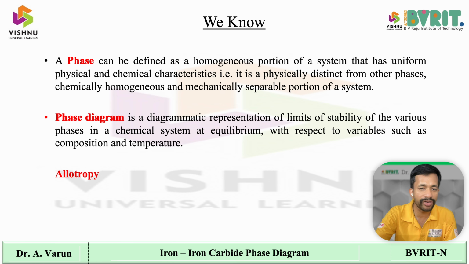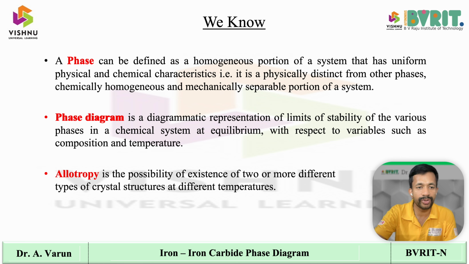We are going to discuss a very important term here in the iron carbide phase diagram, that is allotropy. Pure iron itself can exist in two or more different types of crystal structures at different temperatures. Please look at the video which I have made describing the different types of crystal structures. Iron particularly has this capability of existing in more than one form of crystal structure as temperature is varied. Let us see that quickly.